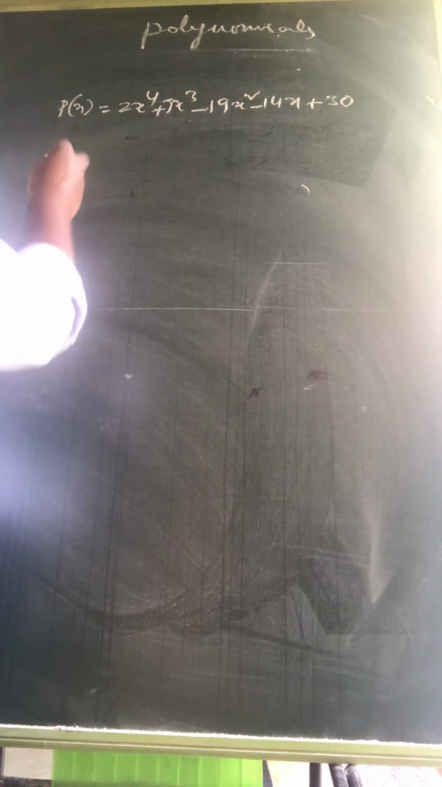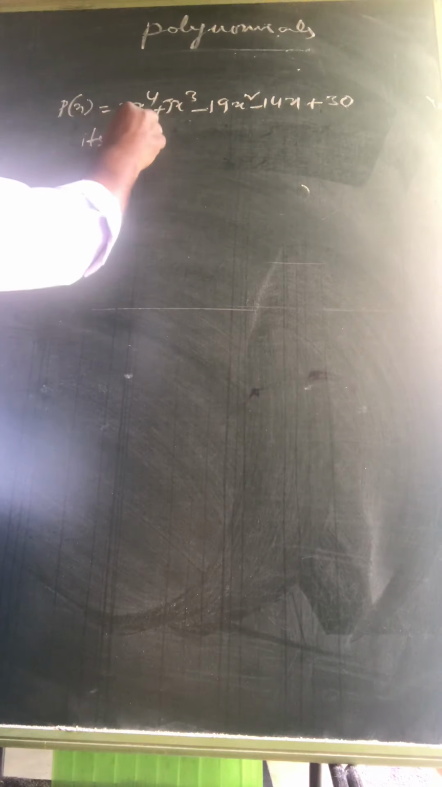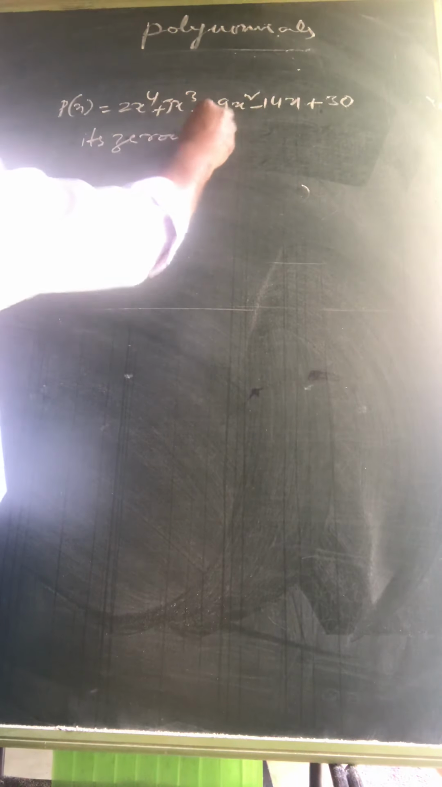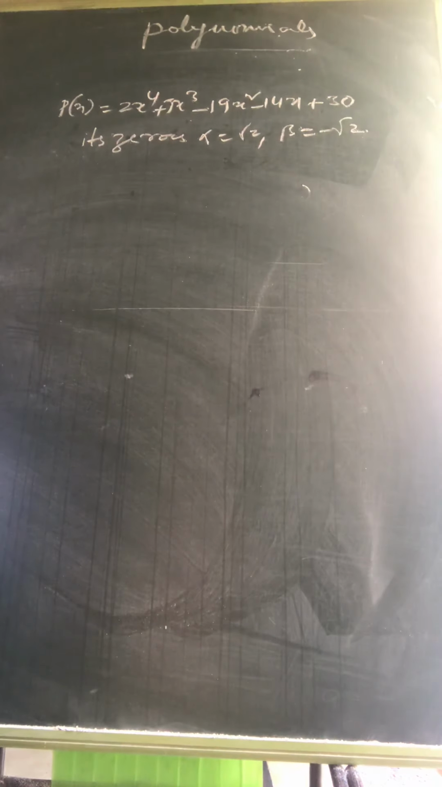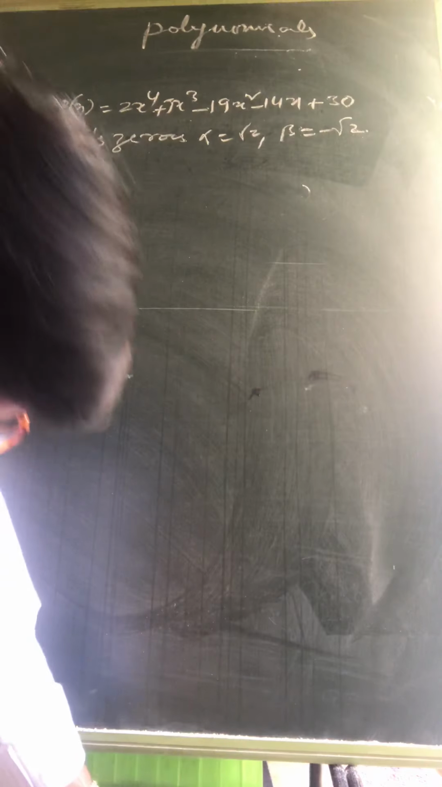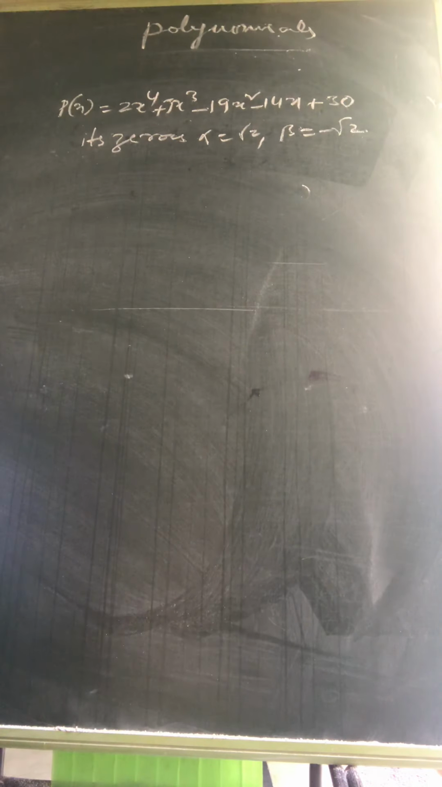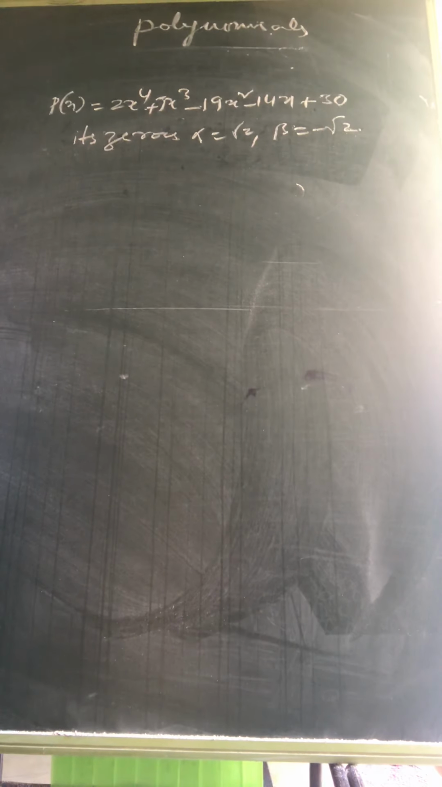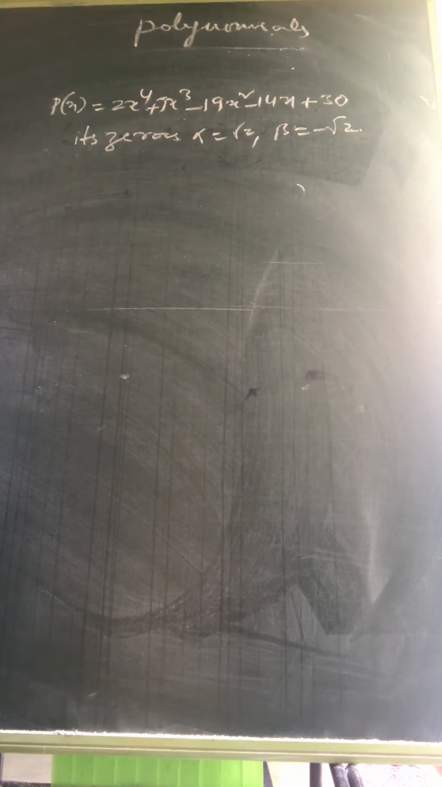If its zeros are alpha equal to root 2 and beta equal to minus root 2, we are asked to find the other zeros. Before that, we took only the cubic polynomial and he gave 2 zeros and we calculated another, means only 1 zero we calculated.